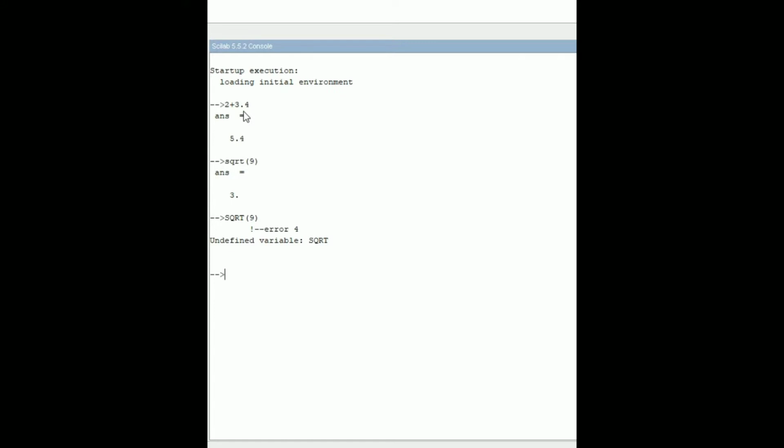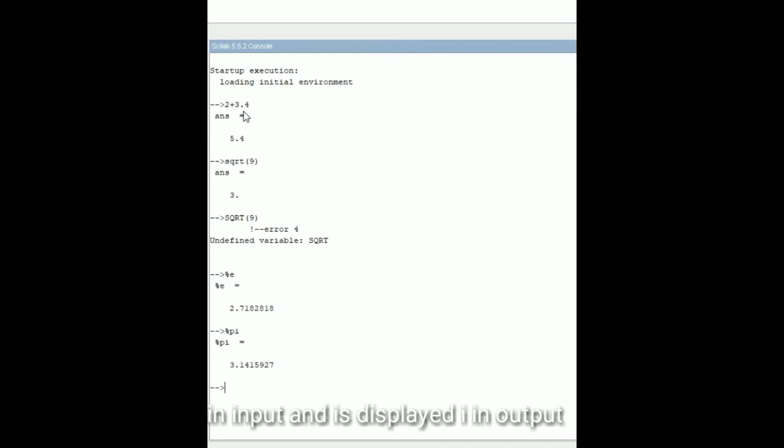And for particular numbers, percentage E means epsilon value. If you write percentage pi, it will give the pi value 3.14. In a further case, percentage I represents the I of complexes in input and is displayed as I in output.